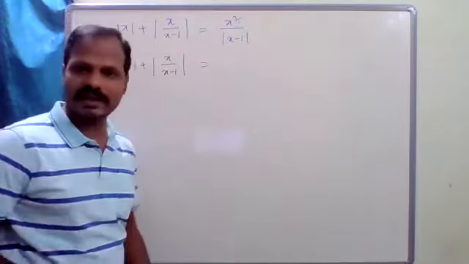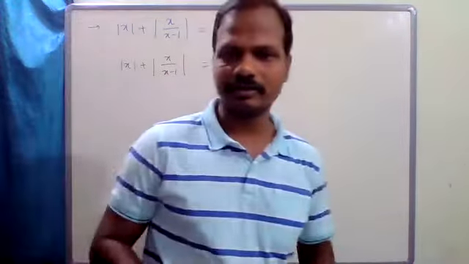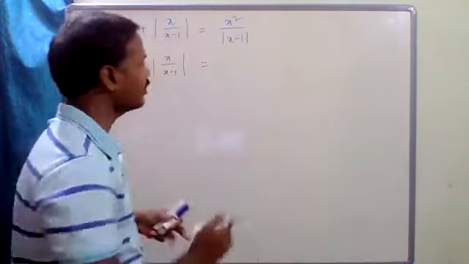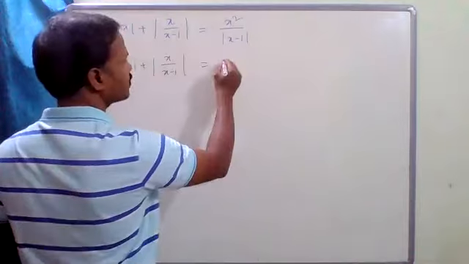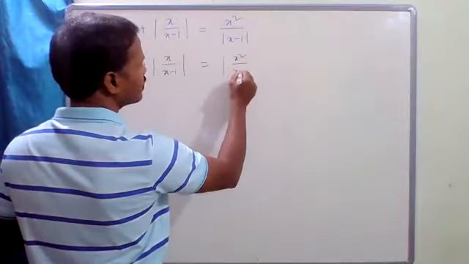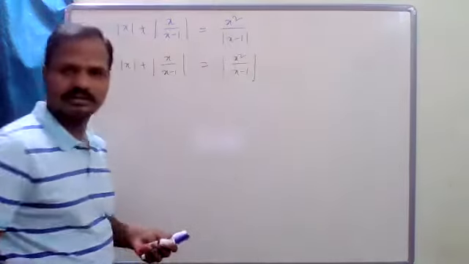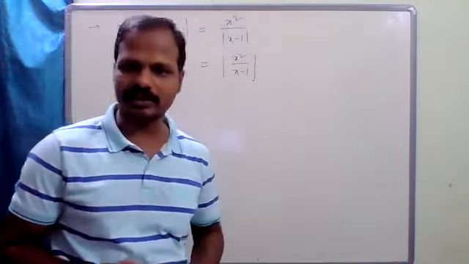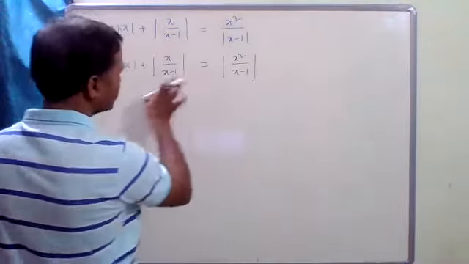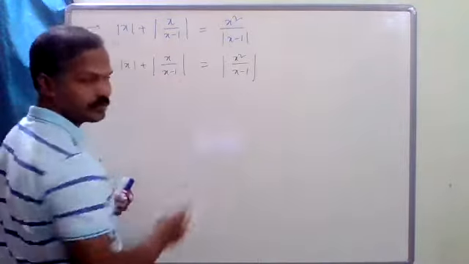So x square can be written as mod x square also. That means modulus x square by x minus 1, because x square equal to mod x square.